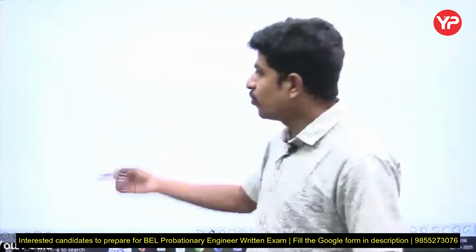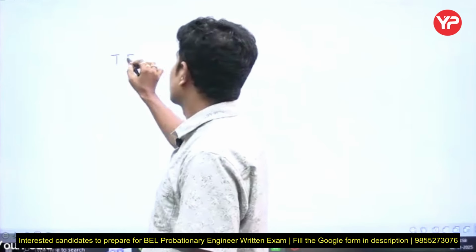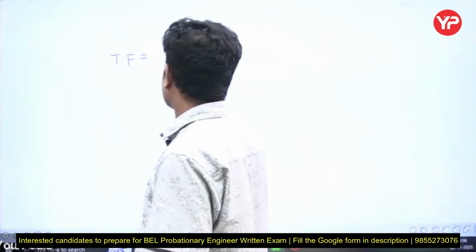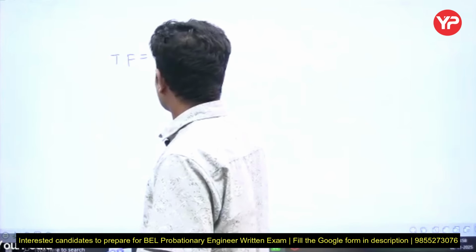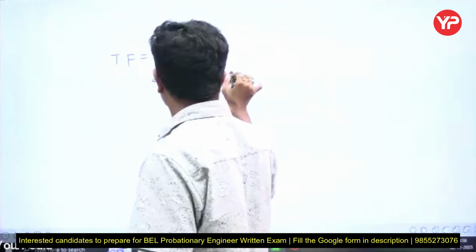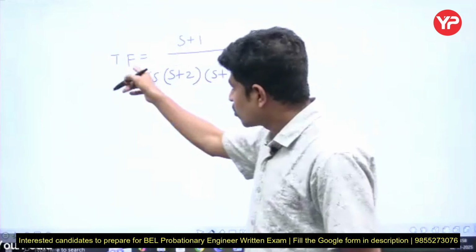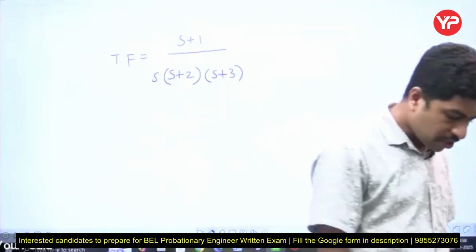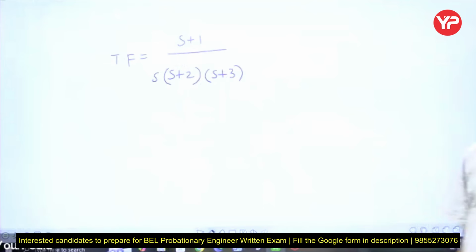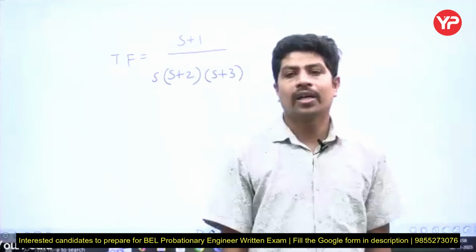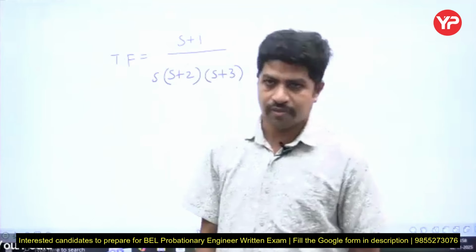Then let's go to the questions. Or before going to the questions, I want to teach you something, that is poles and zeros. Take a transfer function: s plus 1 by s into s plus 2 into s plus 3. First of all, tell me whether it is a closed loop transfer function or an open loop transfer function. It is a closed loop transfer function. As I told you, by default any given transfer function, if nothing has been mentioned, is taken as a closed loop transfer function.